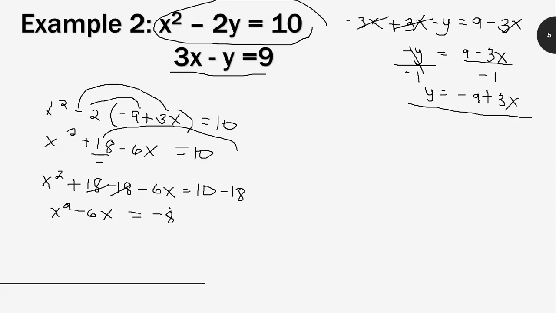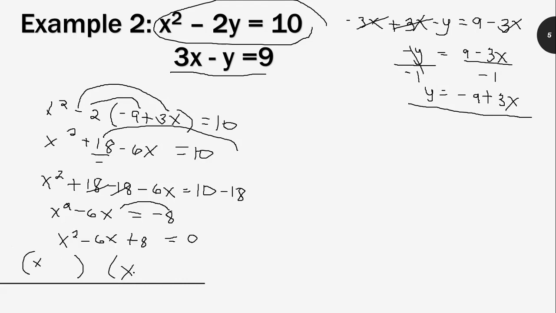And then transpose po natin para maging trinomial since we can't combine 6x, so x squared minus 6x plus 8 is equal to 0. And then we can get the binomial factors po niyan. Two numbers that multiply to give the last term, and the first term is x squared.